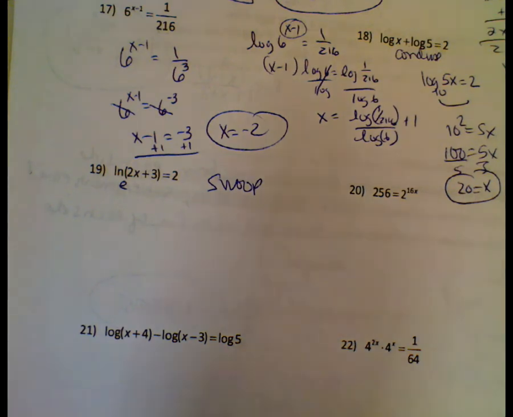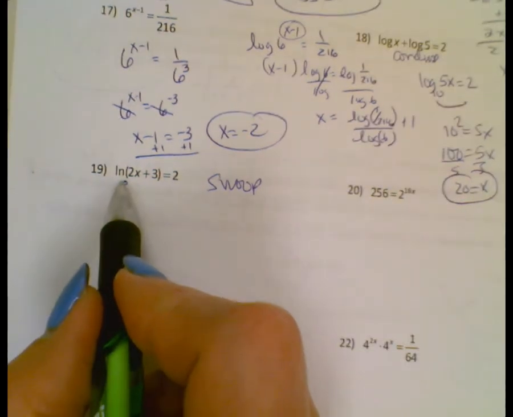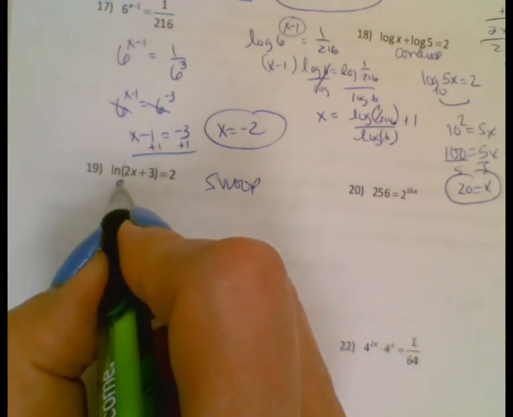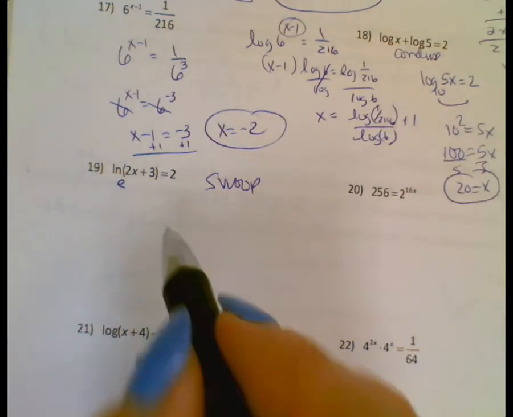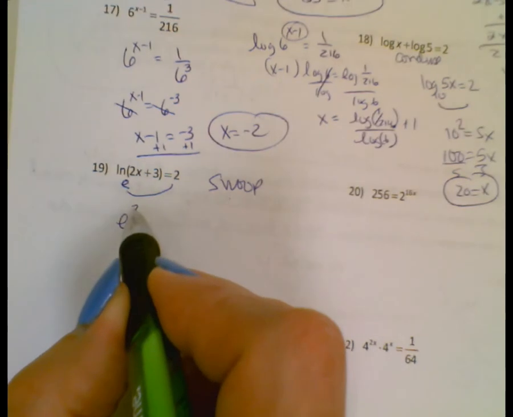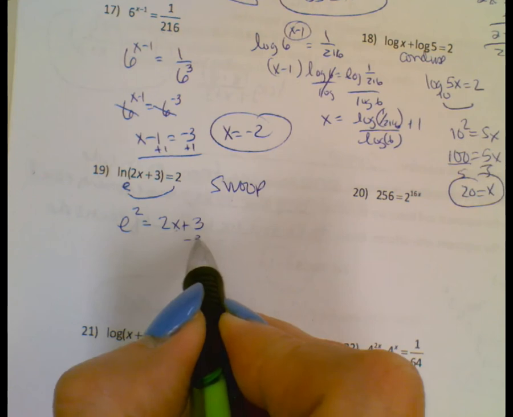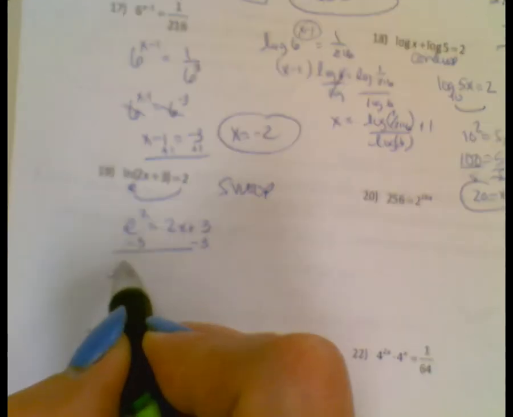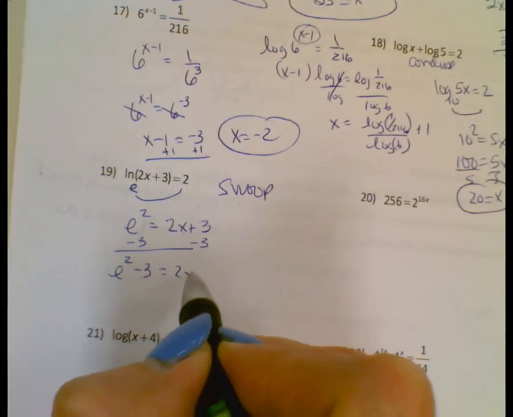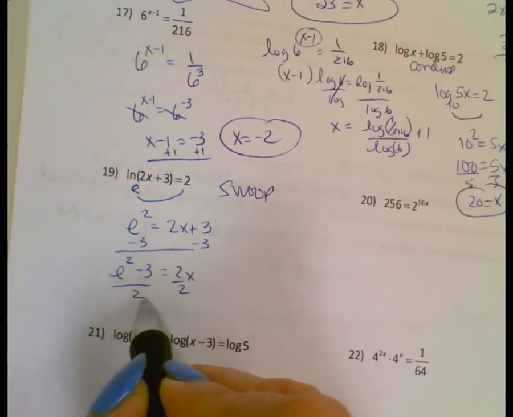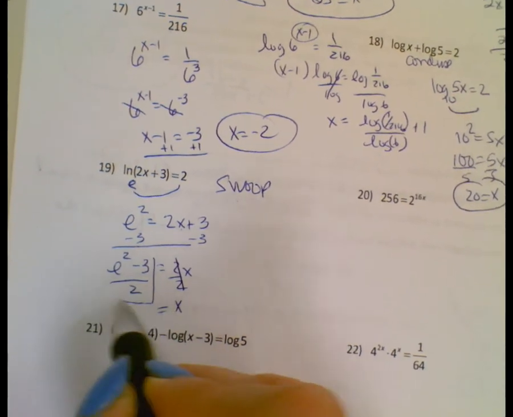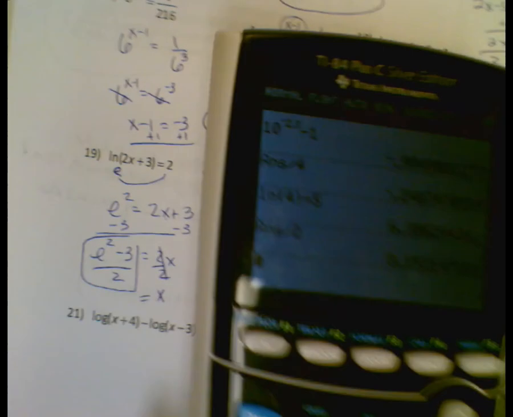Sorry about that. All right, so this one has a single logarithm on the side, so we're going to swoop, but we notice I filled in an e right here. So we're going to go e to the second equals 2x plus 3. Solving for x, let's subtract 3. So we have e to the second minus 3 equals 2x, and then divide by 2. So x equals all of this. So let's punch that in the calculator.